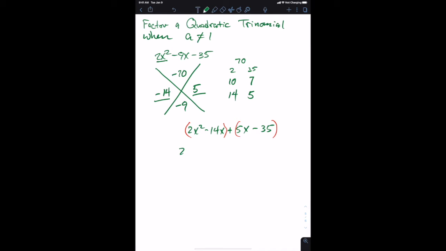So I have 2x times x minus 7 plus 5 times x minus 7. And now what I've done is I've created a group, x minus 7 and x minus 7, that can be factored out of the larger expression. And notice what we get here. We get 2x plus 5 times x minus 7. So that's called factoring by grouping.